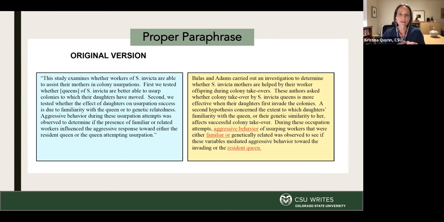So notice, this is a passage that has been digested. Someone is explaining what the others have done, right? What Ballas and Adams did with their study and their methodology.